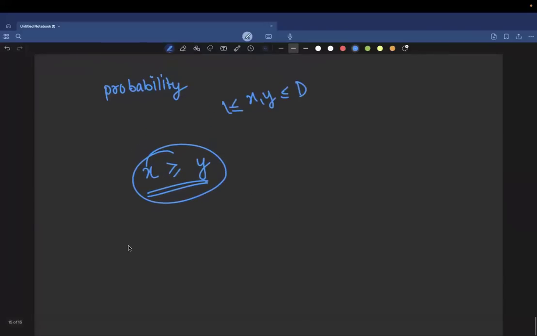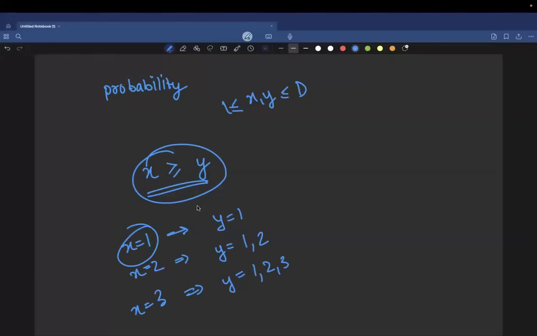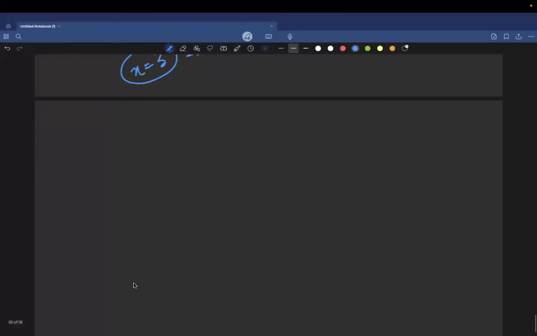And this is pretty simple because if X is equal to 1, then Alice can win only when Bob gets 1. If Alice got 2, then she can win only when Bob gets either 1 or 2. Similarly for 3, Alice can win only if Y is equal to 1, 2 or 3 and so on. So for X equal to 1, there is one possible way for winning. For X equal to 2, there are two possible ways. For X equal to 3, there are three possible ways.